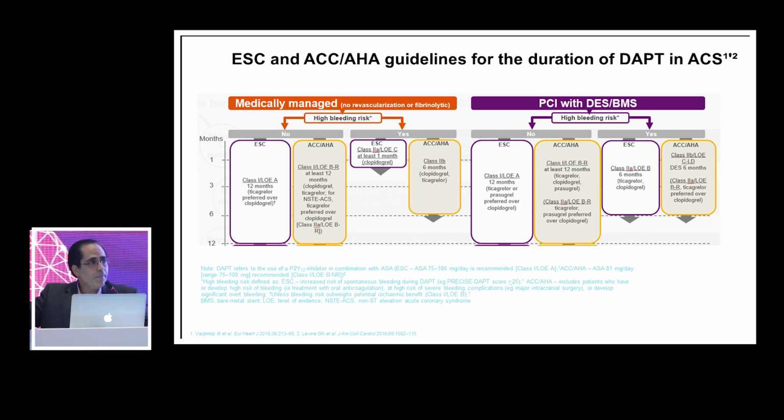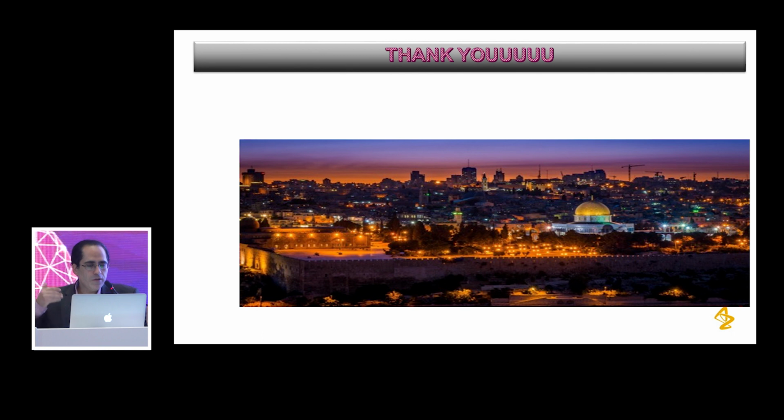If you go with your patient to a PCI, you will also look for bleeding. If we have a high risk of bleeding, it's class 2A to give 6 months of ticagrelor in the European, and the American is class 2B. If there is no risk of bleeding, you will continue with the class 1 indication to give antiplatelet therapy for 12 months, ticagrelor or prasugrel preferred over clopidogrel, and thank you so much.